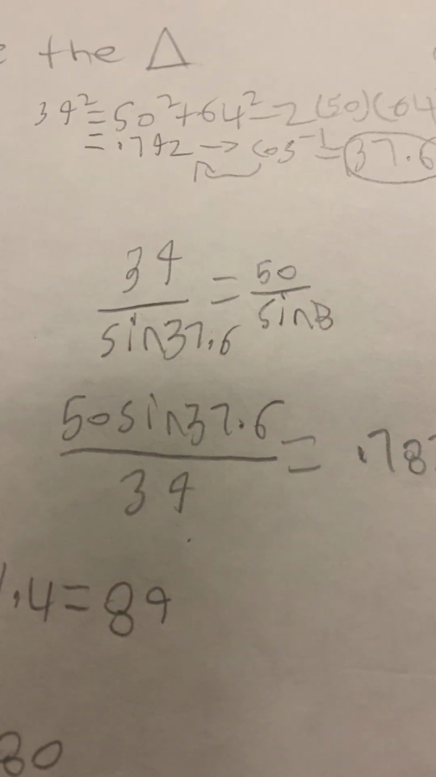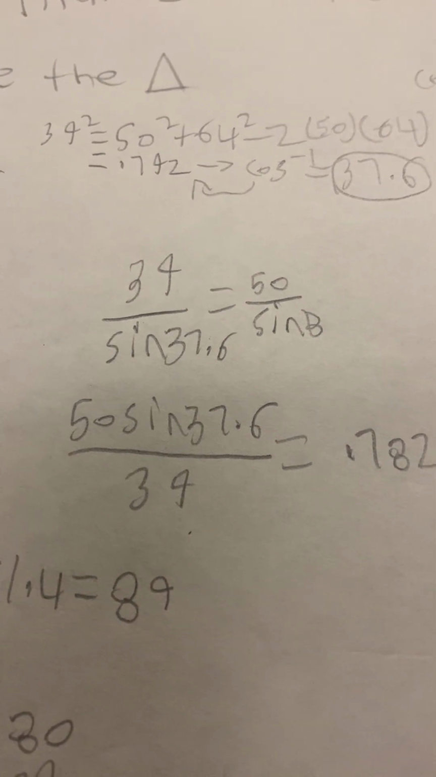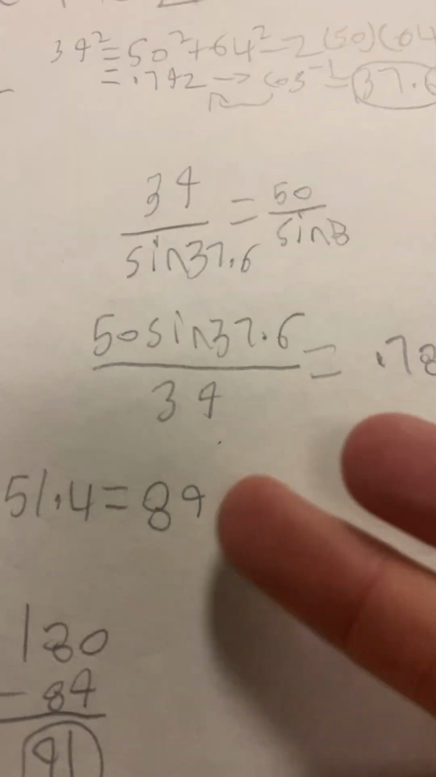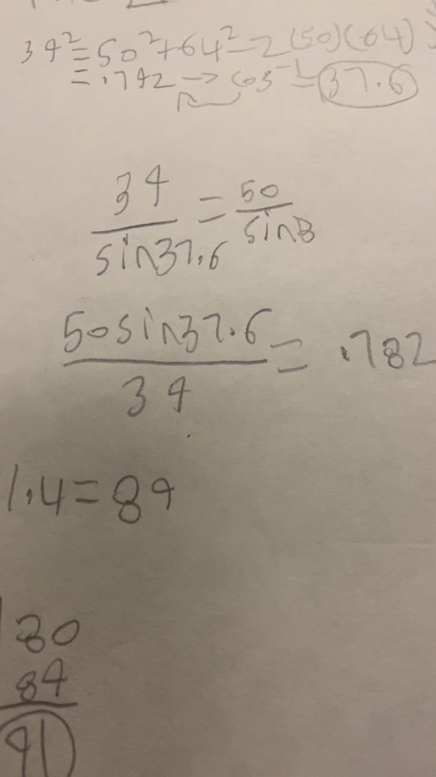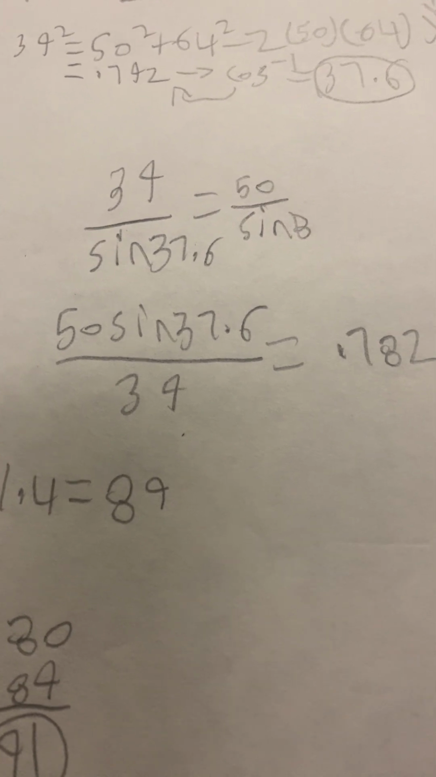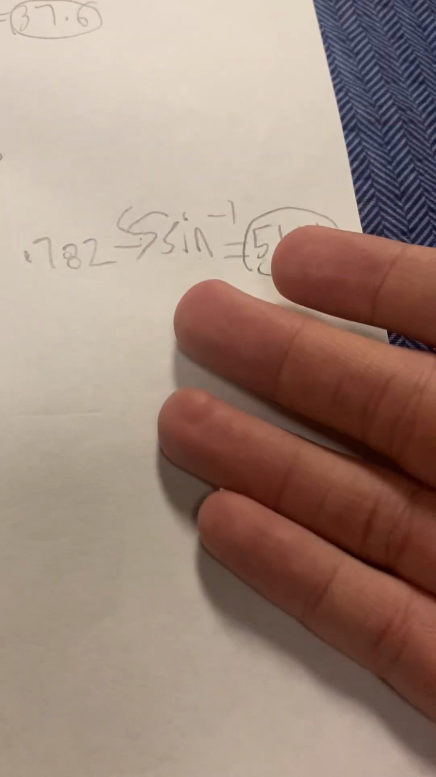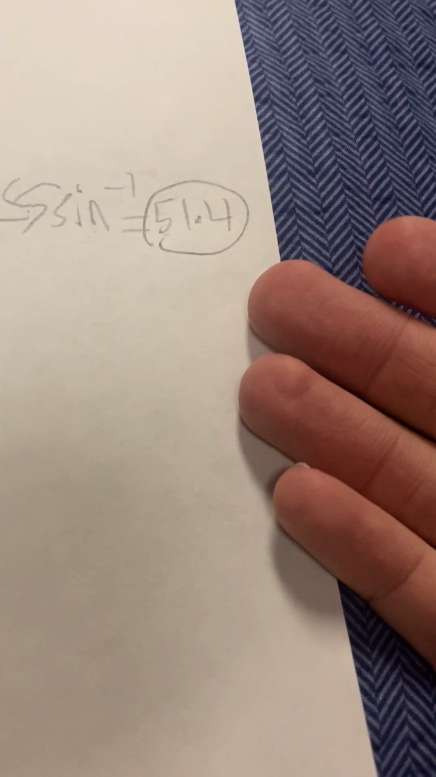Now you're going to use the law of sines, which is 39 over sine 37.6 equals 50 over sine B. That comes out to 50 sine 37.6 over 39, which is going to get you 0.782 something. And since you're looking for an angle, which is always the uppercase letters, you're going to inverse sine, which is going to get you 51.4 something.